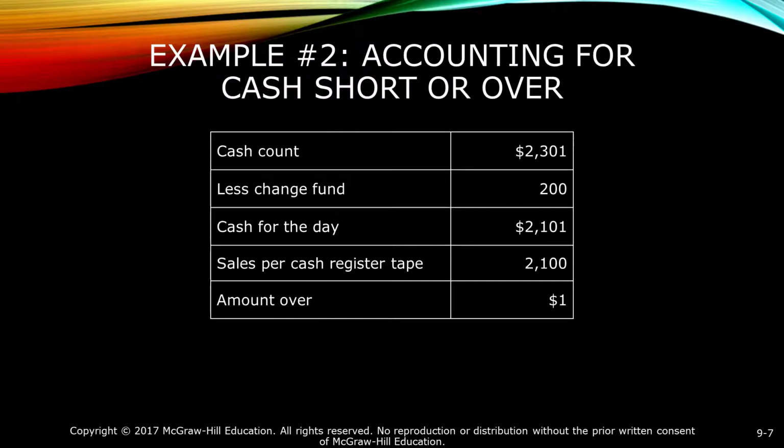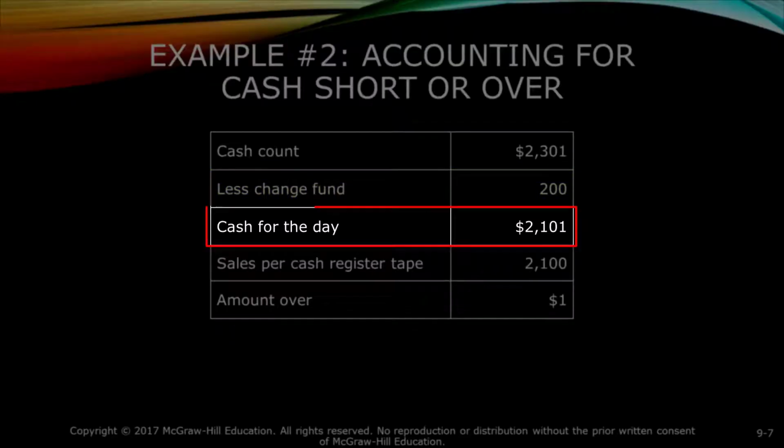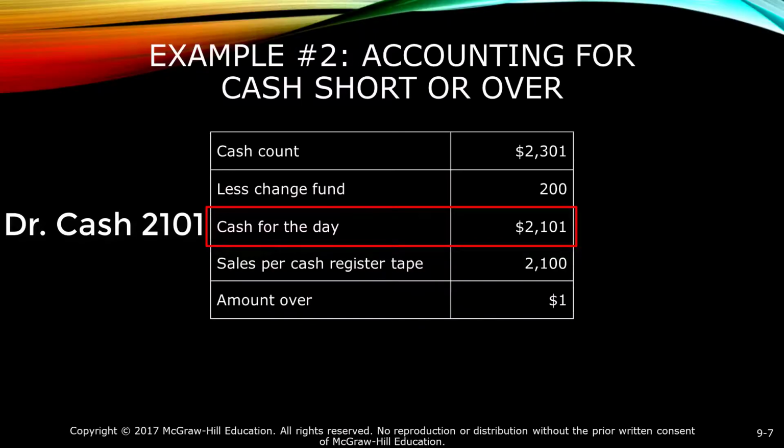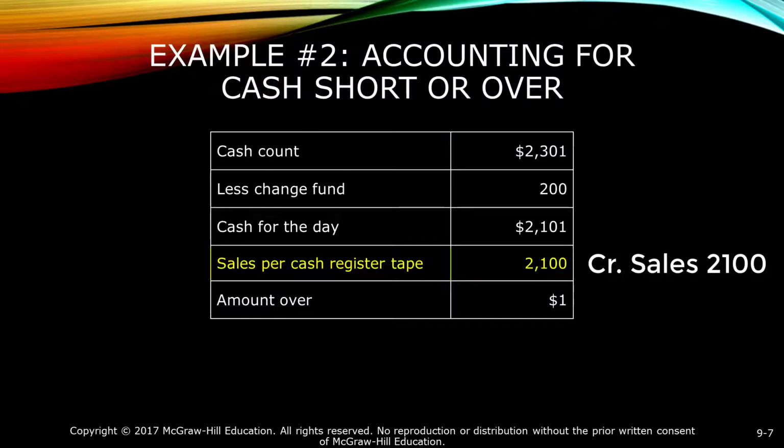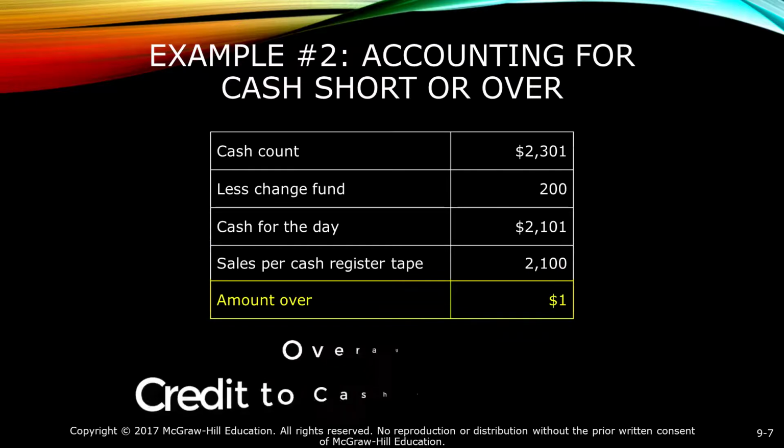Overages do happen as well, but they are far less common. In this case, let's assume our cash count was $2,301. As always, we back out the change fund, in this case $200, leaving us cash for the day of $2,101. That cash for the day number is then compared to the sales tape, and in this case we have an overage of $1.